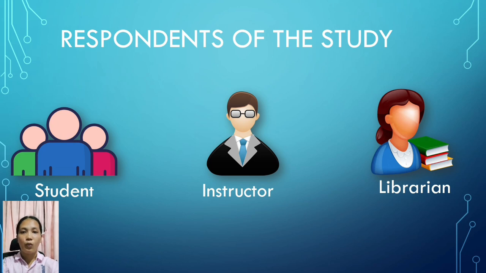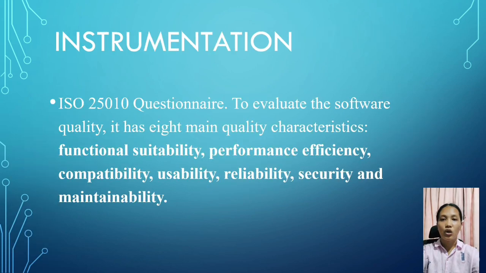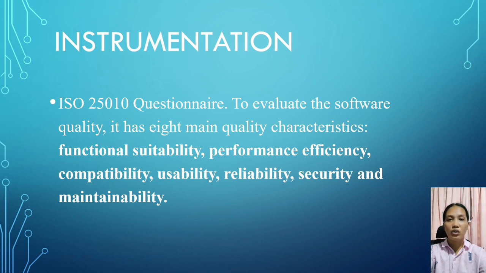To evaluate the quality of our web-based library management system, we use the ISO 25010 Software Quality Standard. Instrumentation: to assess the system quality, the ISO 25010 questionnaire will be used. This evaluates various quality characteristics such as functional suitability, usability, security, and performance efficiency.